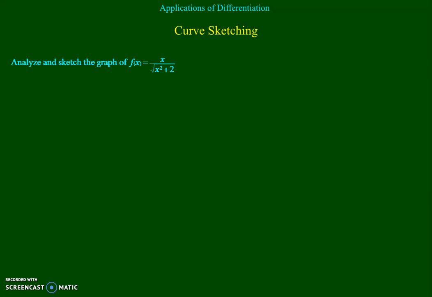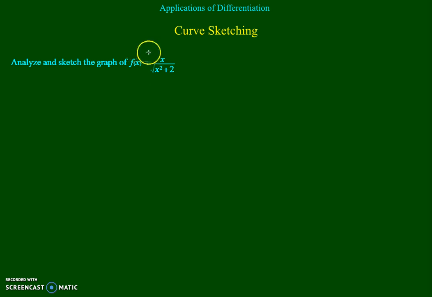This is part 14 of the series Applications of Differentiation, and we're going to do another curve sketching example here. This example is going to be a little bit different than the previous ones, and we have a radical expression in this case. So first, once again, let's jump in and do our intercepts.